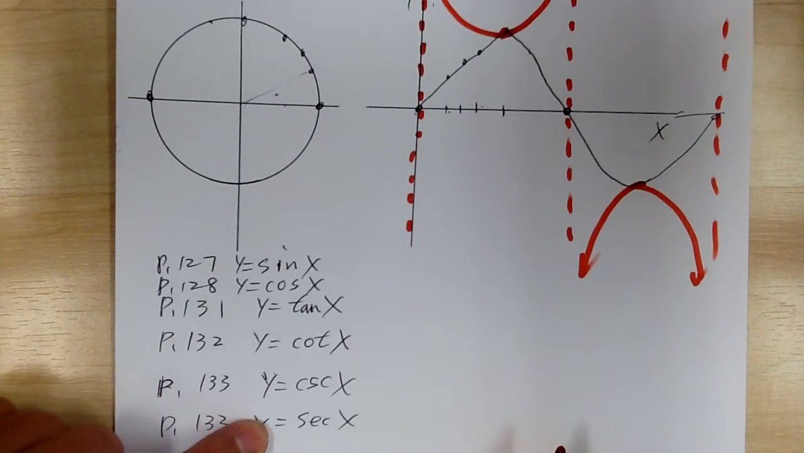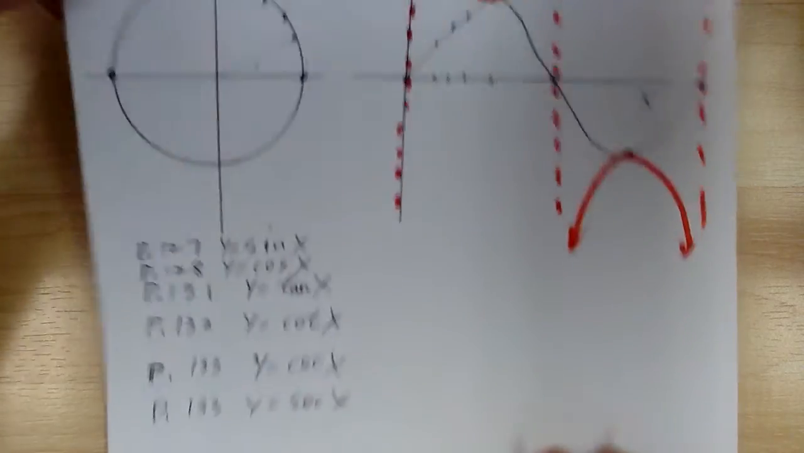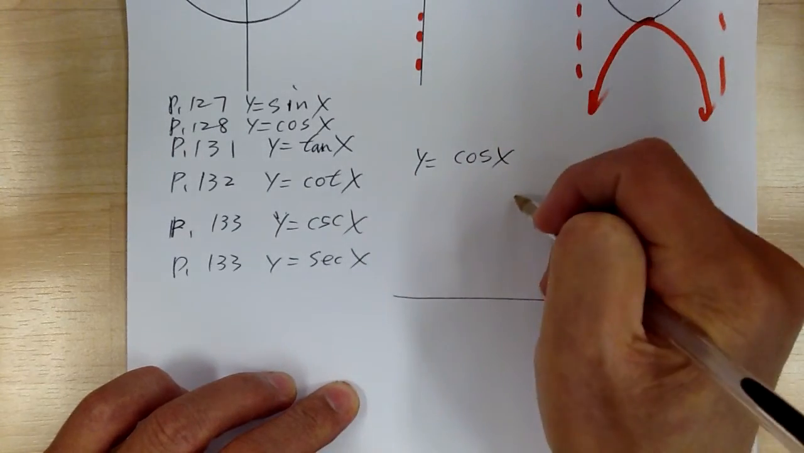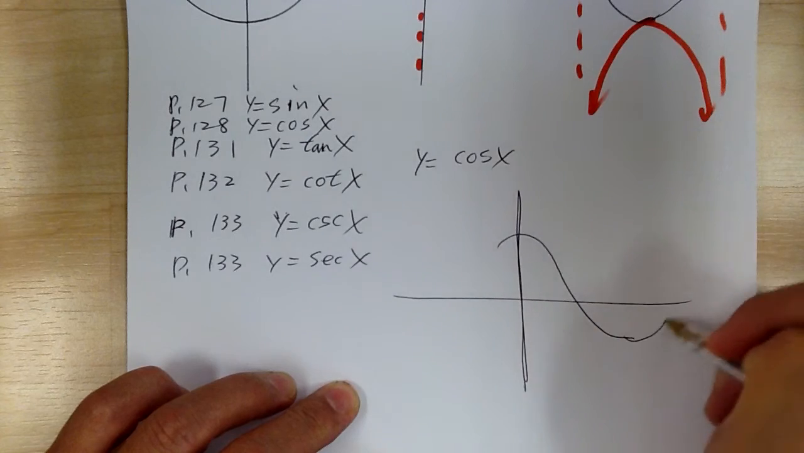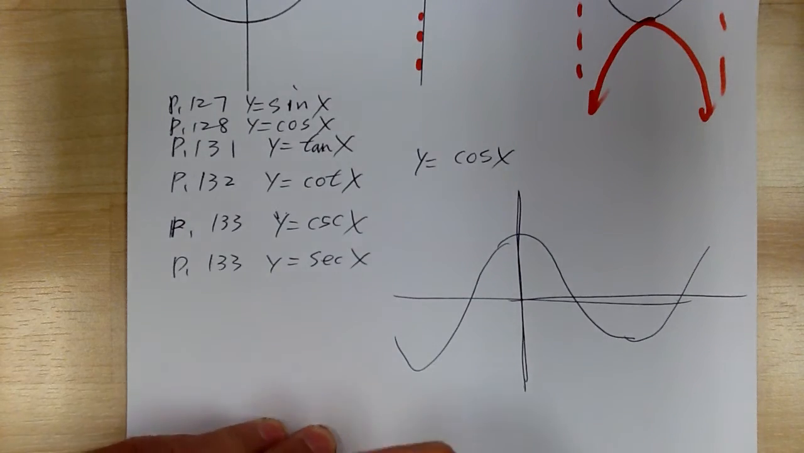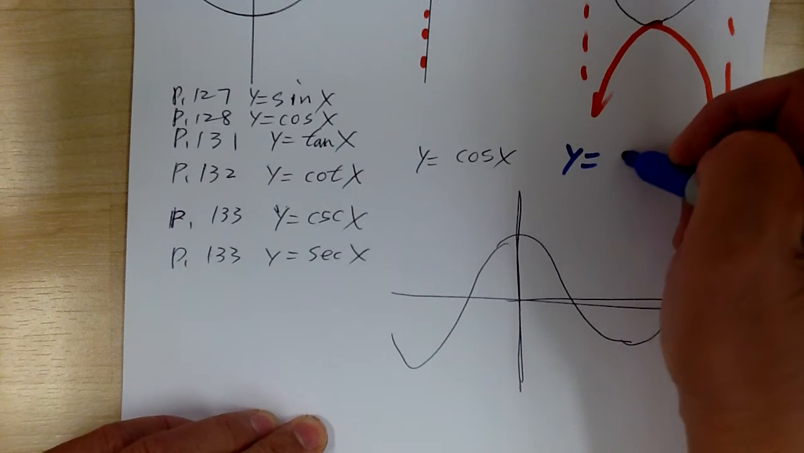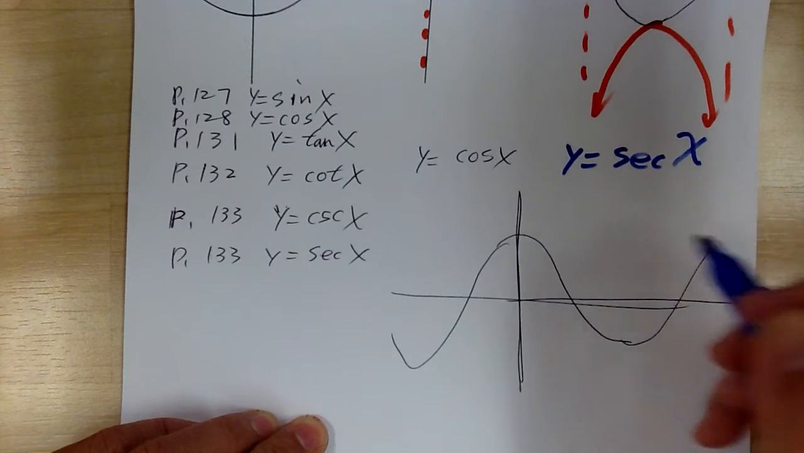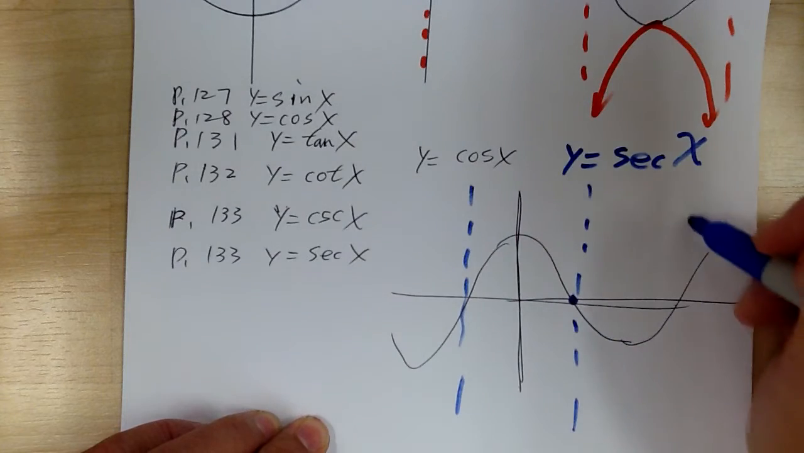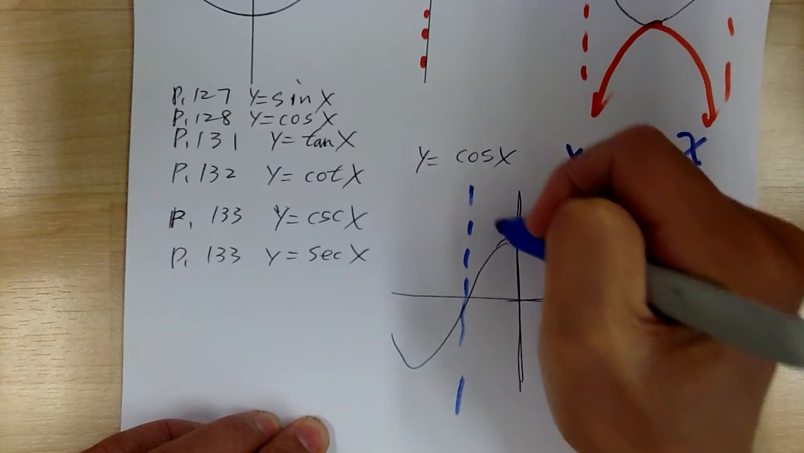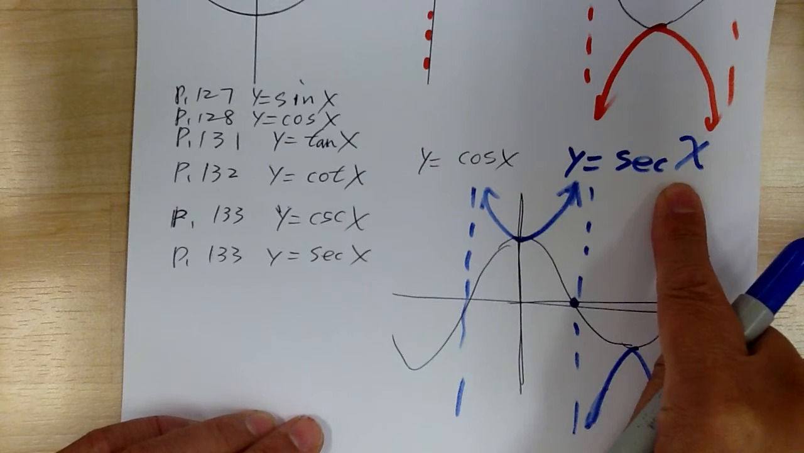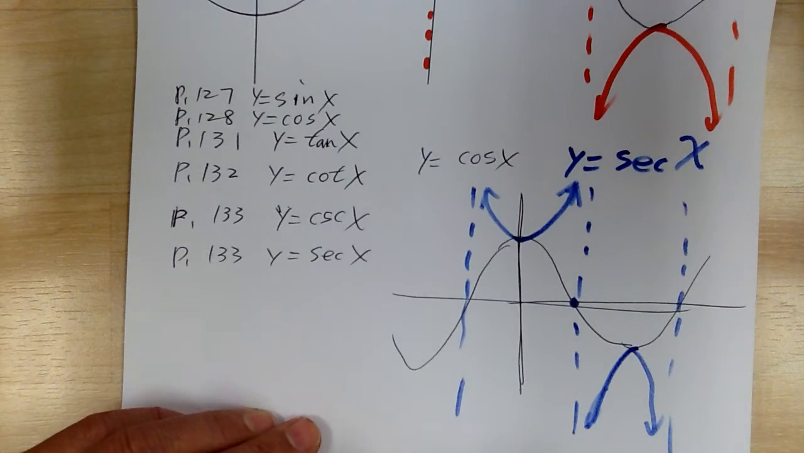When you're doing the secant graph, you just do the cosine first. So when you have y equal to cosine of x, your graph is going to look something like this. That's y equal to cosine of x. And when you graph y equal to secant of x, again, you just flip everything over. Over here, 1 over 0, you're going to get an asymptote. So you just flip everything upside down, and then graph that. That's how you graph the secant: graph the cosine first, and then flip upside down.